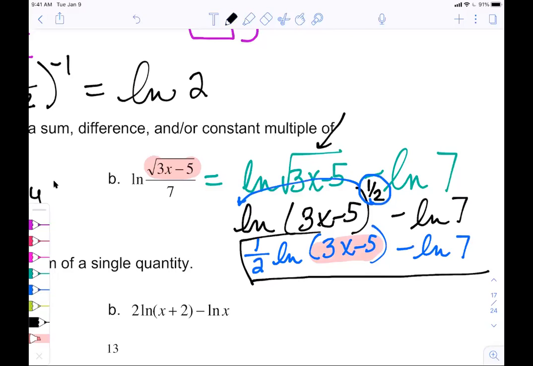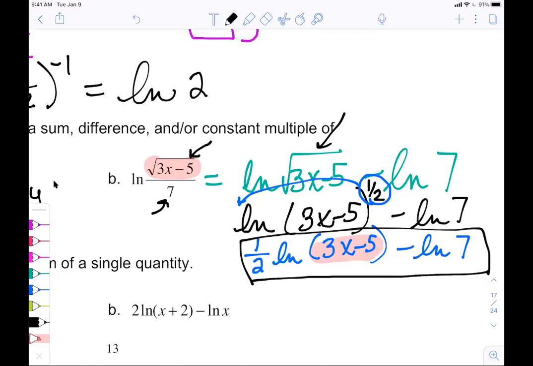Does anybody have questions on those two problems? So expanding means separating it into, in this case, 2 different logarithms. And the reason it's 2 is because I have one quantity on the top, and I have the number 7 on the bottom. So division gets separated into subtraction.